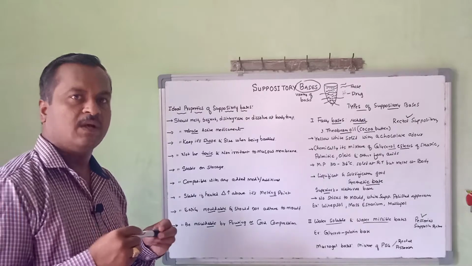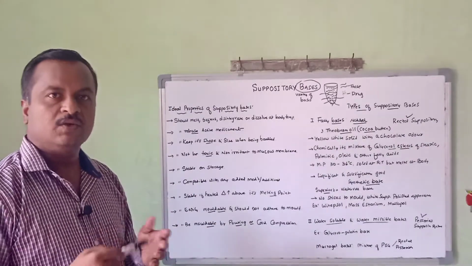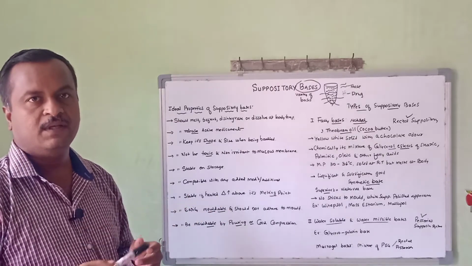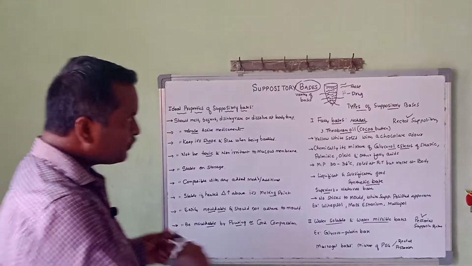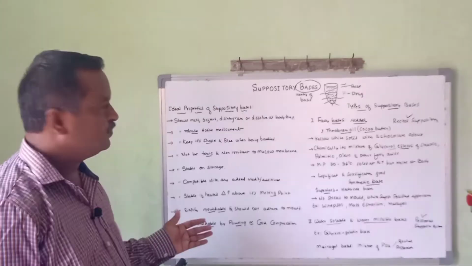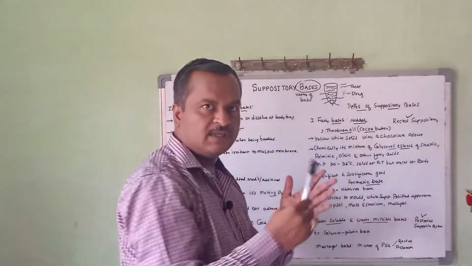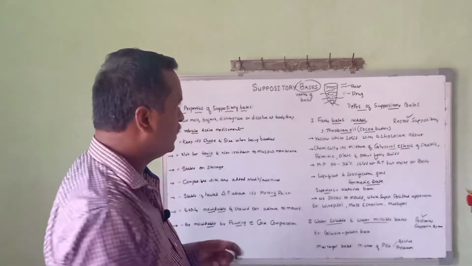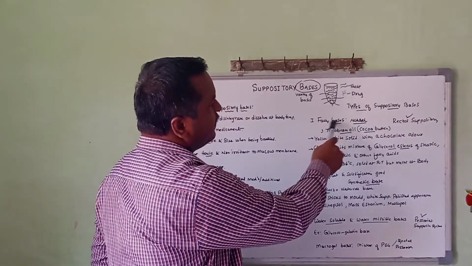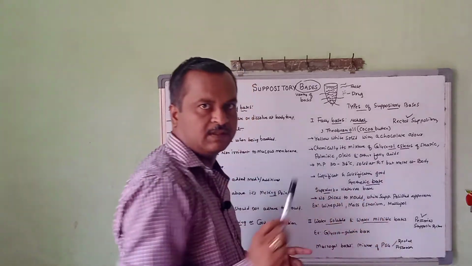However, the base which is available will not have all this ideal criteria. One or two will be there, and we have to use one or two bases extra for making the suppository. Next comes the types of suppository bases. Knowing this, the types of suppository bases which are available for making the suppository. Majorly there are two types of suppository bases. One is called fatty bases, another we call water soluble or water miscible bases.